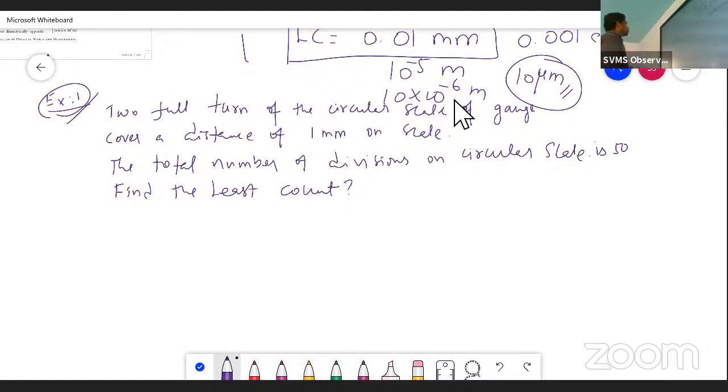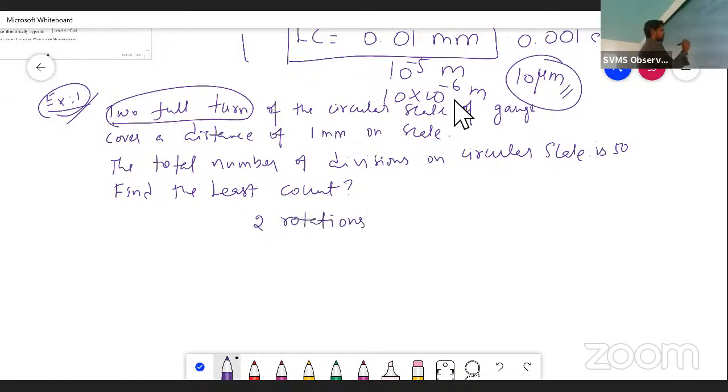See, the two full turns, this is very important. Two full turns of the circular scale, I mean the head scale, of the gauge cover a distance of 1 millimeter. If two turns are completed, the distance between two threads is 1 millimeter. So two rotations are completed in 1 millimeter. I want just one rotation. One rotation is equal to 1 divided by 2 millimeter, which is equal to 0.5 millimeter. It's a very, very important one, 0.5 millimeter.